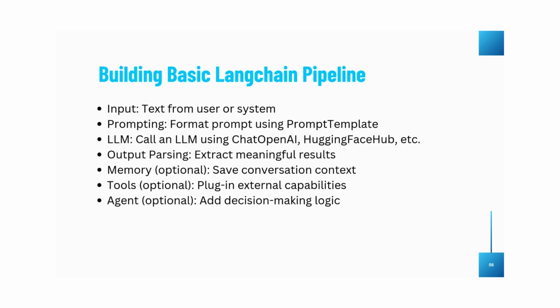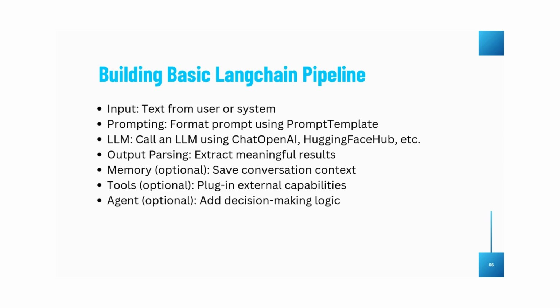Step 3: LLM call. Once the prompt is ready, you send it to an LLM, a large language model like GPT, Claude, or Hugging Face. Step 4: Output parsing. After the LLM responds, you parse the output to extract useful information. Sometimes it's direct text, sometimes it's structured data, depending on how your prompt was designed.